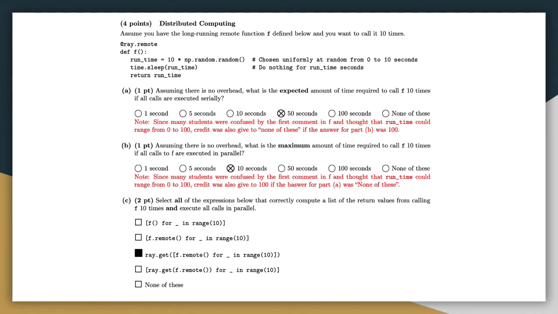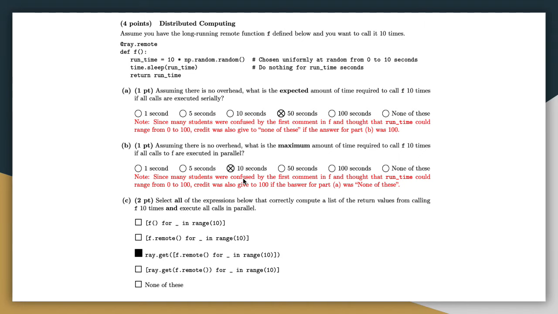It's because this runtime here, if we're choosing between 0 and 10 seconds randomly, then we expect it to be 5 seconds. And if we're doing this 10 times, we get 50 seconds, because it's 10 times in a row. But if we were doing this 10 times in parallel, then we're looking for the maximum amount of time. Okay, well, maybe the maximum amount of time is if our runtime is 10 seconds for every call to f.